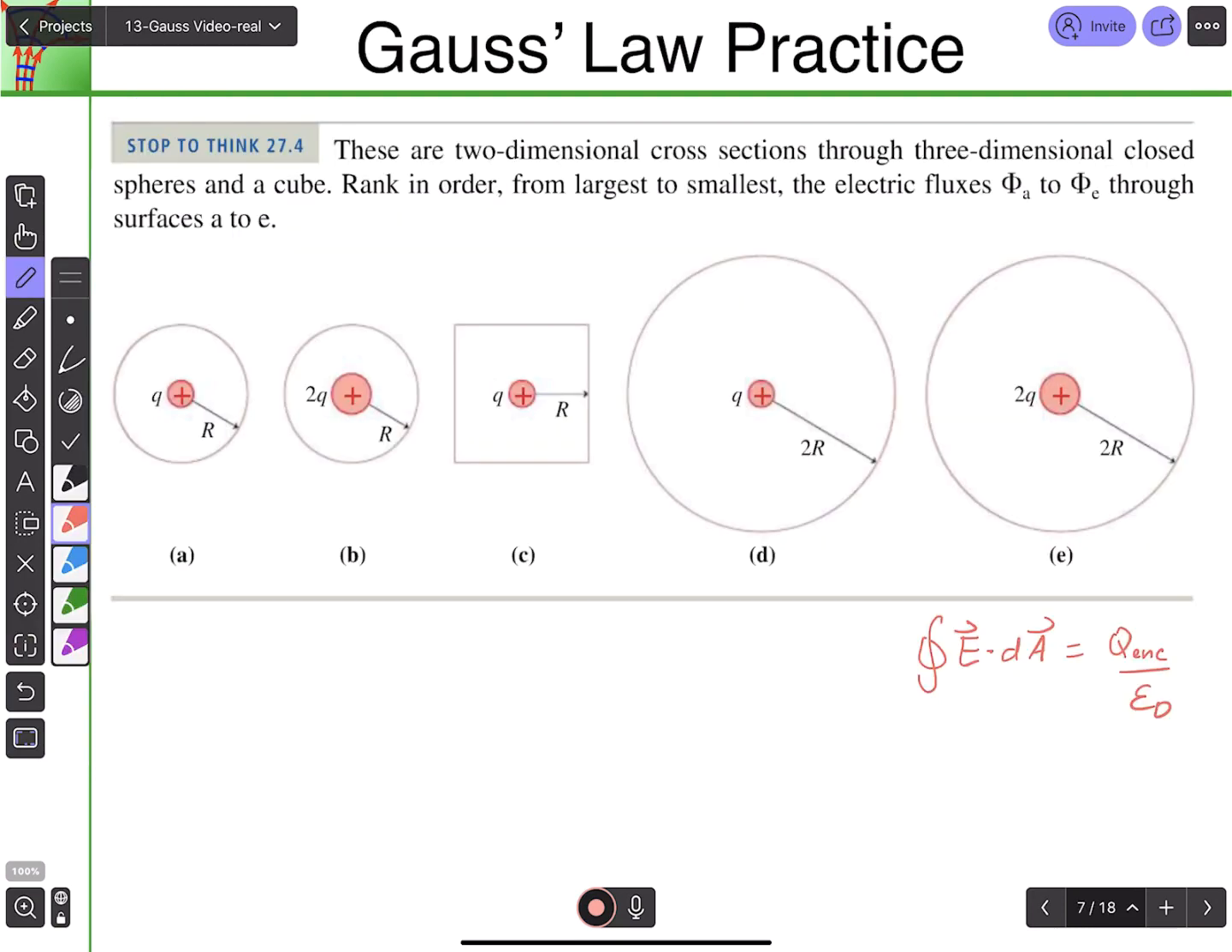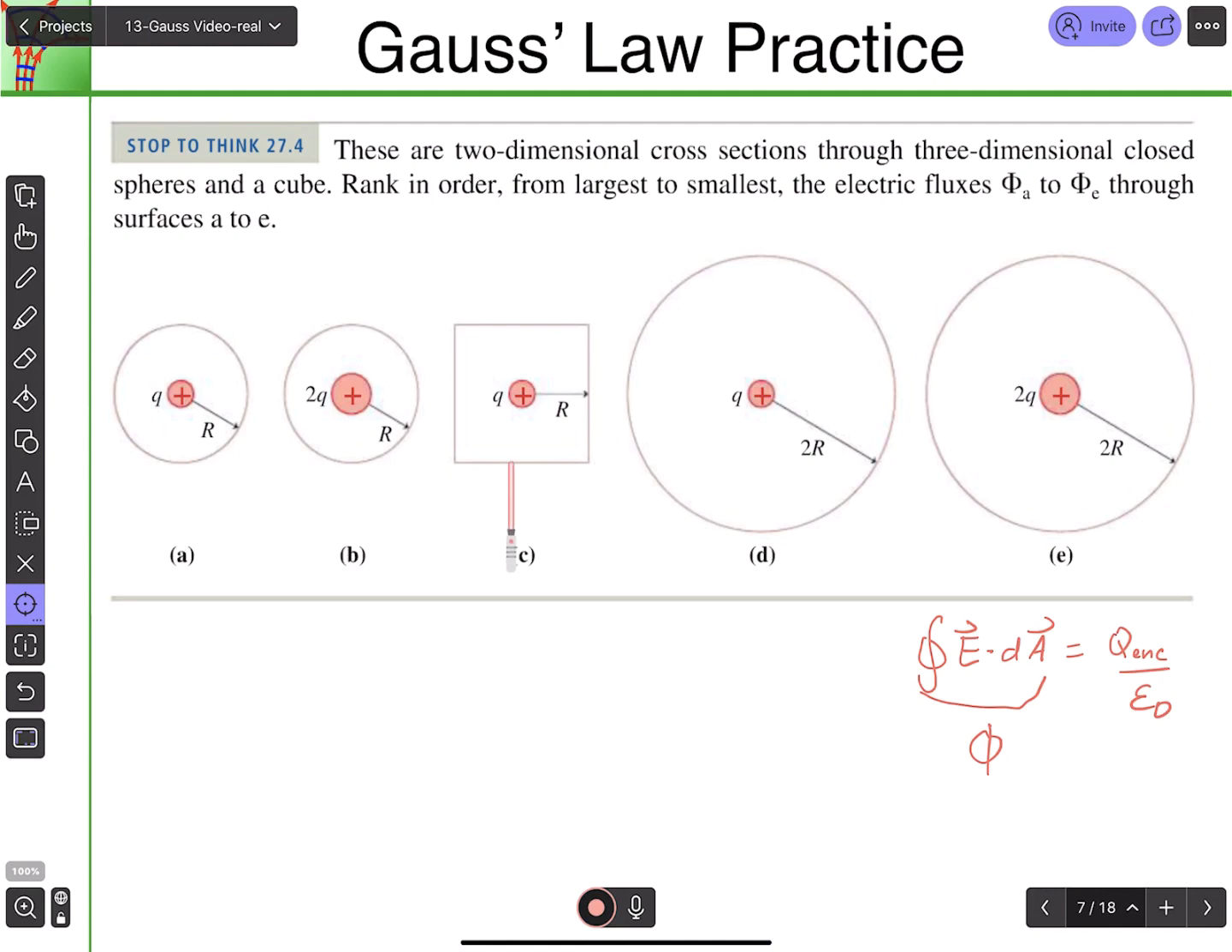So let's look at some simple examples here. I have 5 situations where I have charge inside a Gaussian surface. 4 of the Gaussian surfaces are spheres and one of them is like a cube. It asks to rank in order from largest to smallest the electric flux through each of the surfaces. So remember, the electric flux is just this thing here. This is Gauss's law. It's the integral of E dot dA, that's the electric flux. And the electric flux is just directly proportional to Q enclosed. So the more enclosed charge, the larger the electric flux.